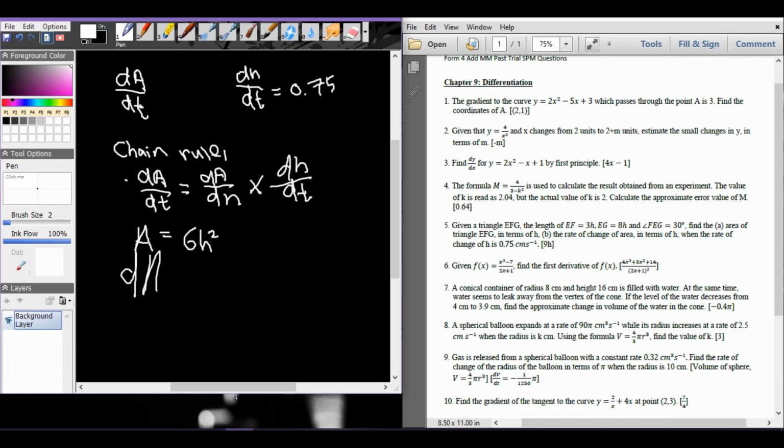So differentiate A in terms of H. Then we bring down the power: 6 times 2, 12, H to the power 2 minus 1, so 1. dA/dH equals 12H. And also, we are given dH/dt equals 0.75. Therefore, dA/dt equals dA/dH, which is 12H, multiplied with dH/dt, 0.75. So the answer will be 9H.